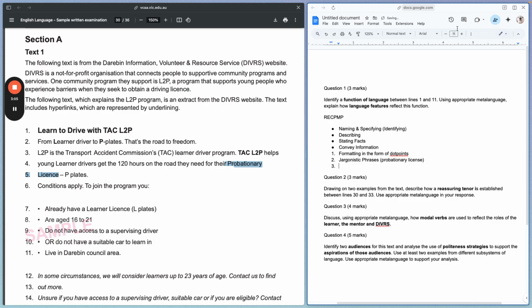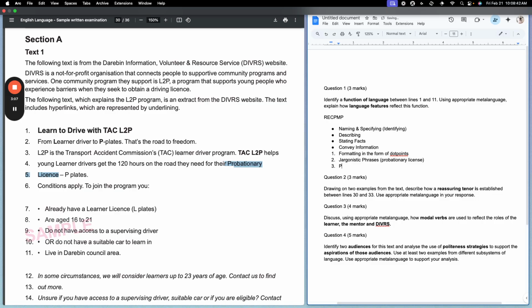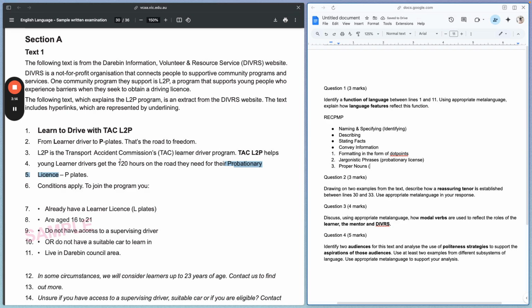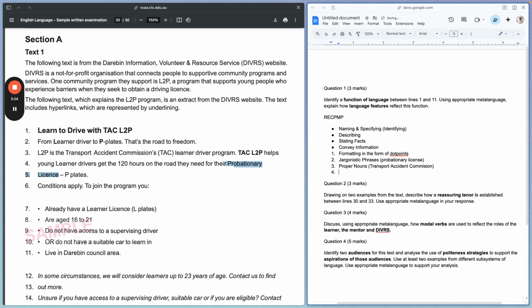You could consider even proper nouns, like Transport Accident Commission. It tells us the who of the program, like who is responsible for running it. Even something like this, the "OR," which is a coordinator in all caps, also gives us additional information about the exclusionary criteria to join the program.